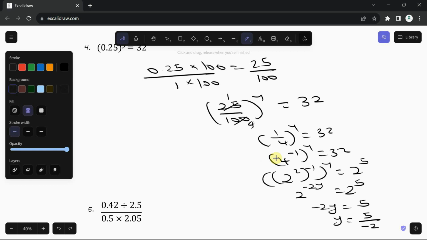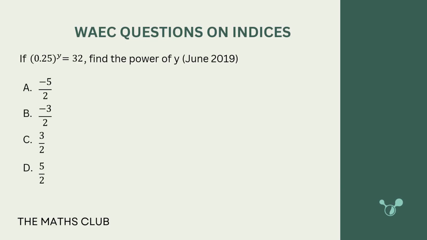So I know that this place can be a bit confusing, but all I just did, I said 1 over 4 is simply saying 4 to the power minus 1, and 4 is simply saying 2 squared. So I just replaced this 4 with 2 squared, and the bracket, the minus 1, and then the y. So I multiplied all the powers, 2 times minus 1 times y, to give me minus 2y, and I did comparison. So we found our y to be equal to minus 5 over 2. Right, that's option A. Great.